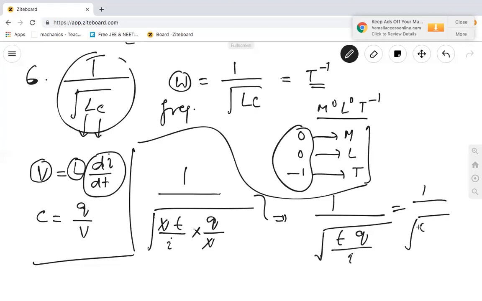This T is T, this is I, and this Q is current into time. Current gets cancelled, so it is simply 1 by root of T square, that's 1 by T. This is T into T, that's T square, and this is T inverse. That is the same answer as this. So you can do it directly like this if you remember that frequency is nothing but 1 by root of LC. Or if you don't remember this equation, you can substitute values and do it very carefully, and finally you will come to the same answer.